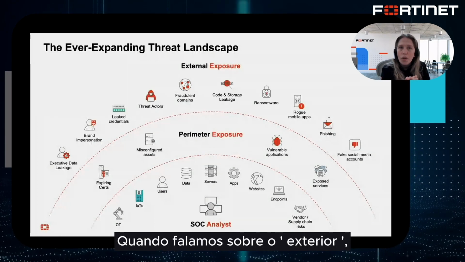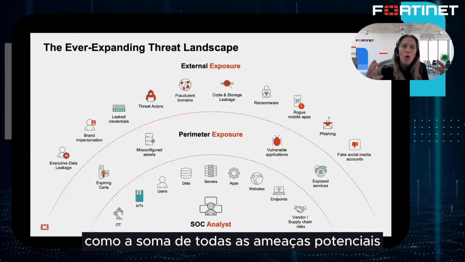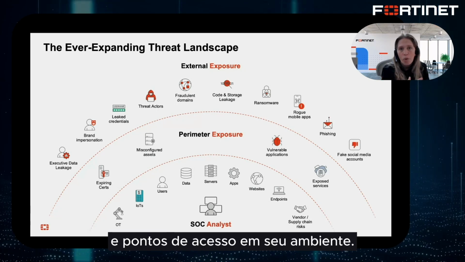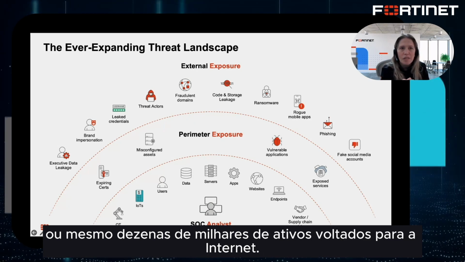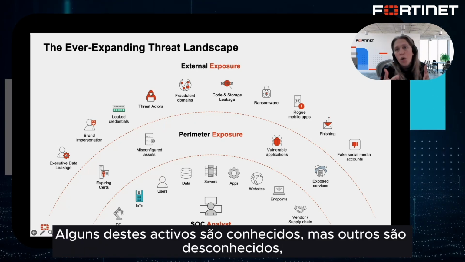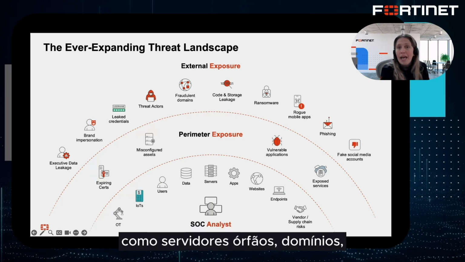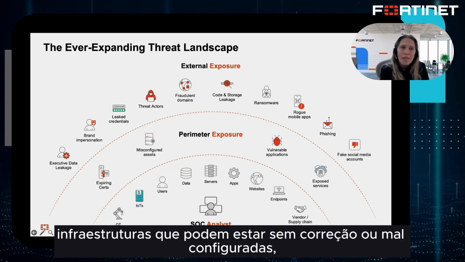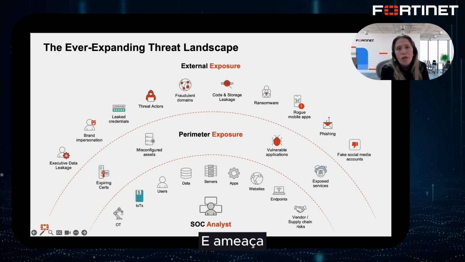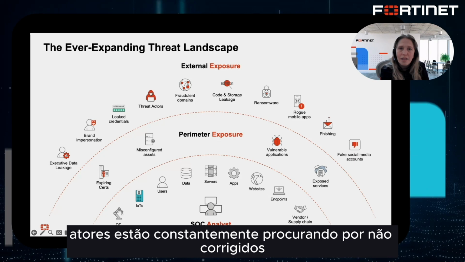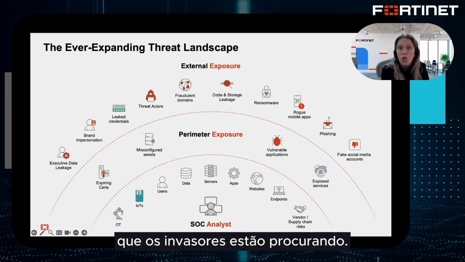When we talk about the outside, we mean the external attack surface is the sum of all potential threats and access points into your environment. It includes thousands or even tens of thousands of internet facing assets. Some of these assets are known, but others are unknown, like orphaned servers, domains, IT infrastructures that might be unpatched or misconfigured and therefore exposed to threats. And threat actors are constantly scanning for unpatched or misconfigured assets. These are the low hanging fruits that attackers are looking for.